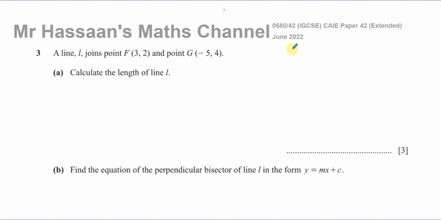I'm now answering question number 3 from the June 2022 Cambridge IGCSE 0580 paper 4 variant 2. This question is about straight line graphs. It says a line L joins a point F and G. Coordinates are given. Calculate the length of the line.